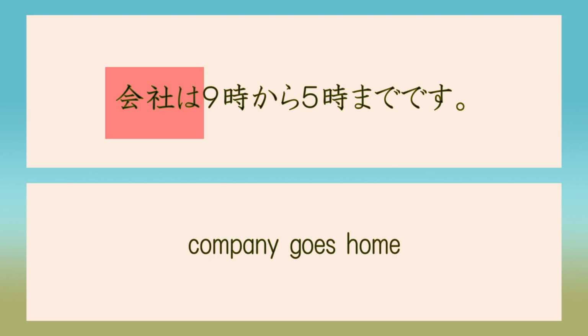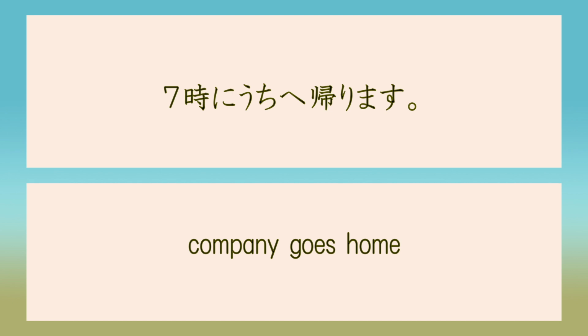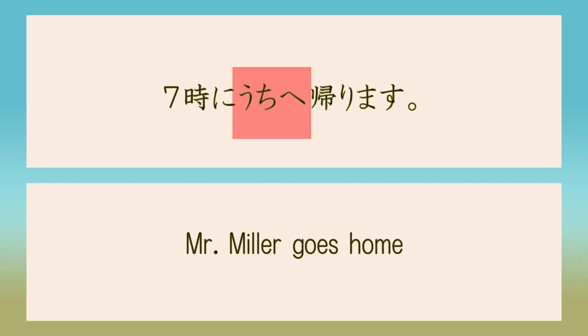All right, so we don't have a topic here. Rule number 2, the verb 帰ります, to go home. Okay. So let's go back to the previous sentence where the topic was the office, the company. The company goes back home doesn't make sense. So again, we assume we are talking about Mr. Miller. So Mr. Miller goes back home because we have uchi-e, which is home.